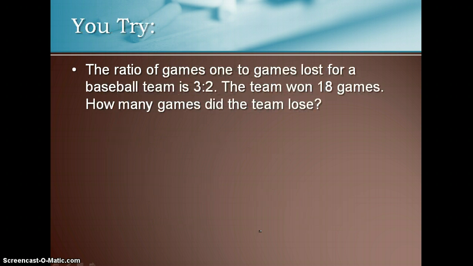So your UTRI is the ratio of games won. That's 2 typos now. Games won to games lost for a baseball team is 3 to 2. The team won 18 games. How many games did the team lose? Okay, so again, your ratio for wins to losses is 3 to 2. They won 18. How many did they lose?